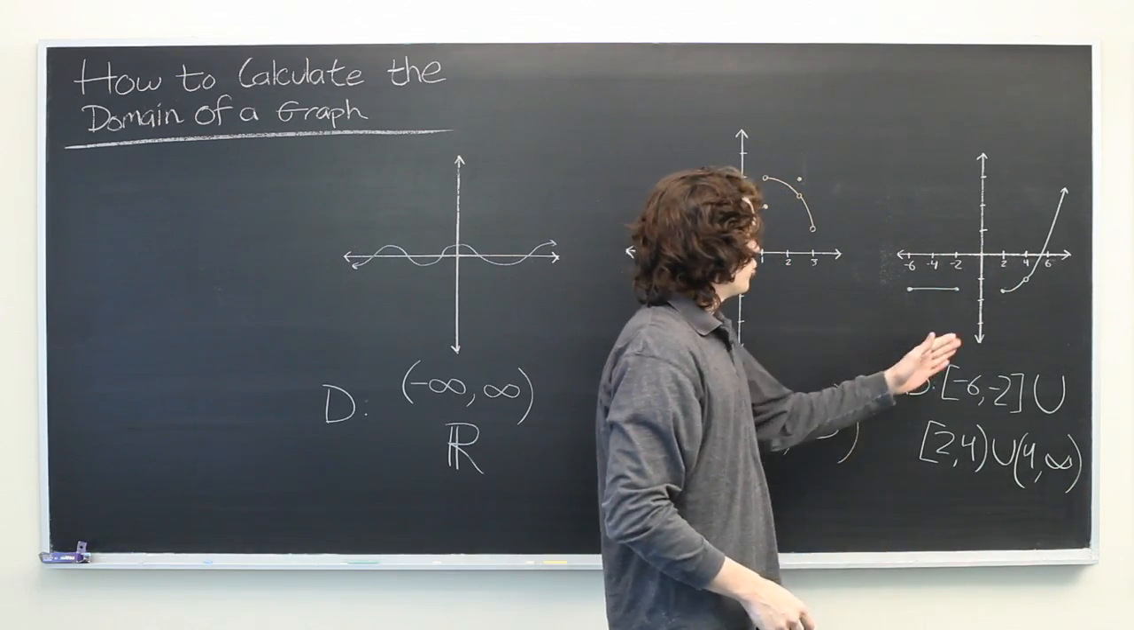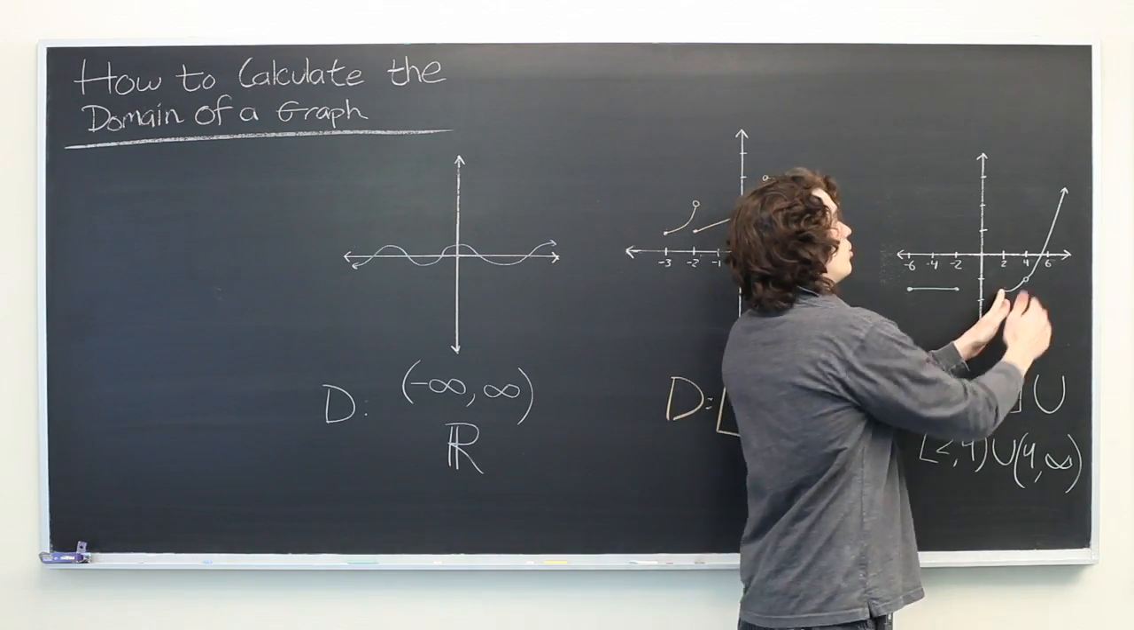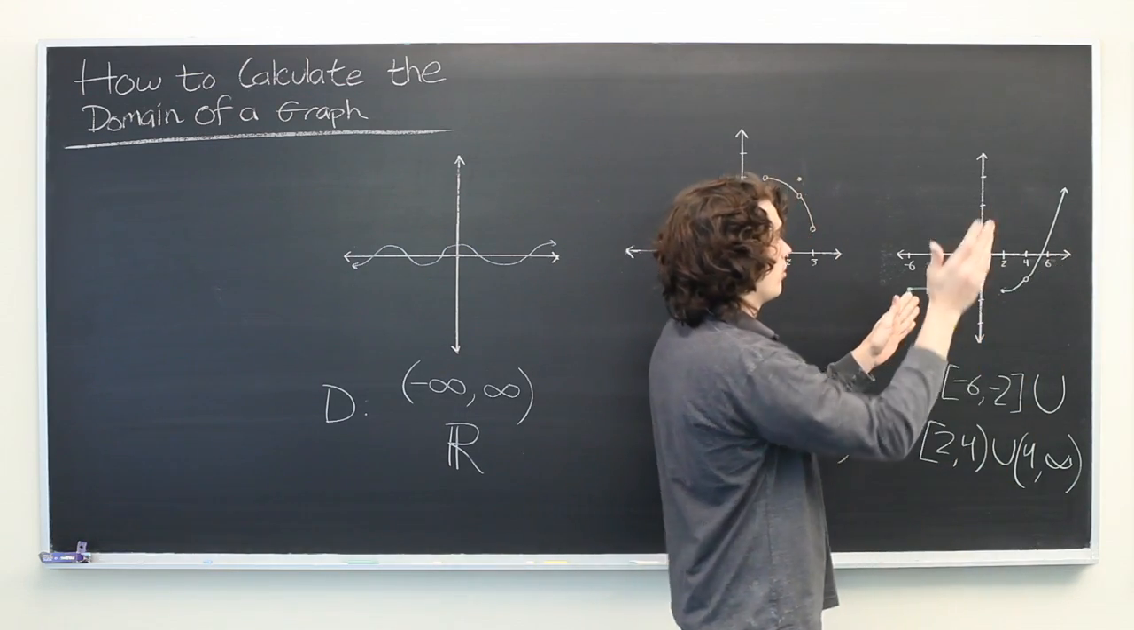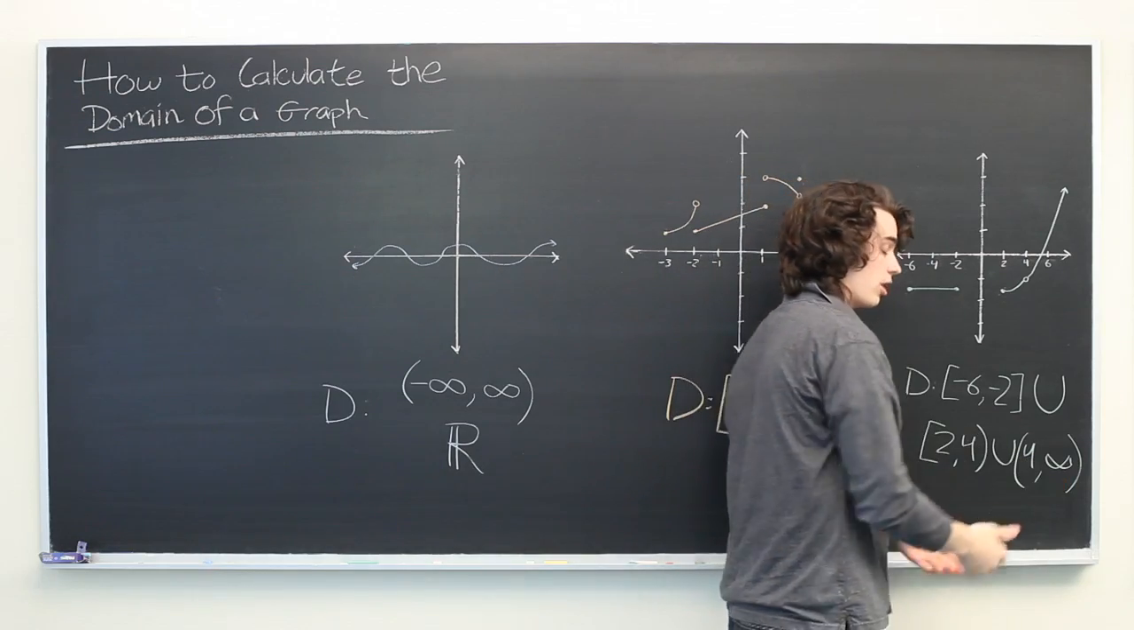Alternatively, you could state that this includes 2 to positive infinity and then simply leave out 4. But this notation works just as well.